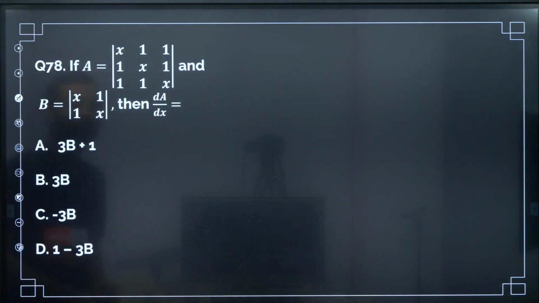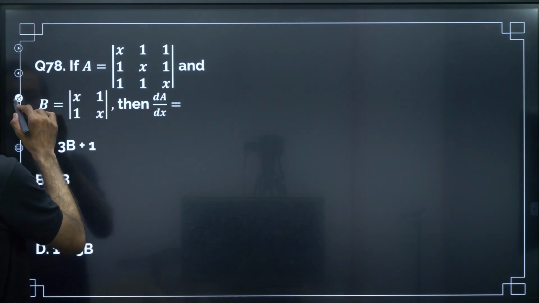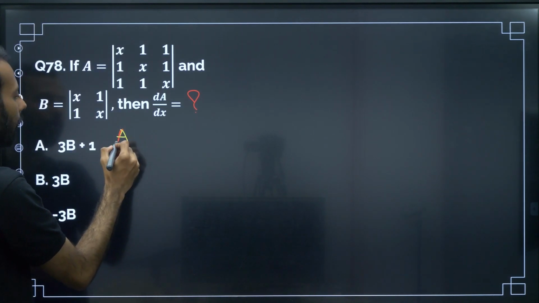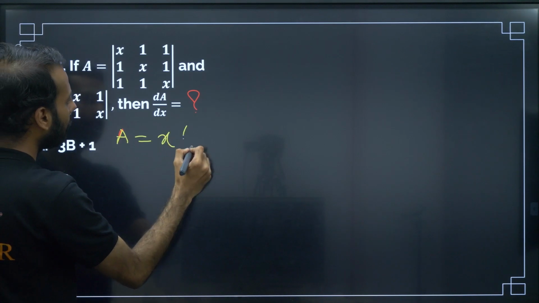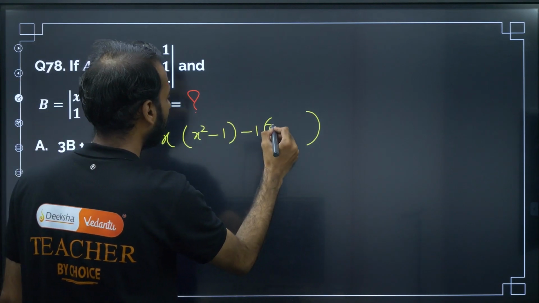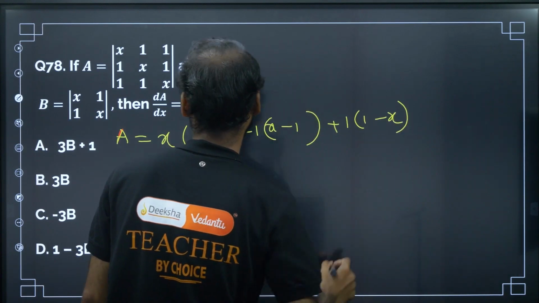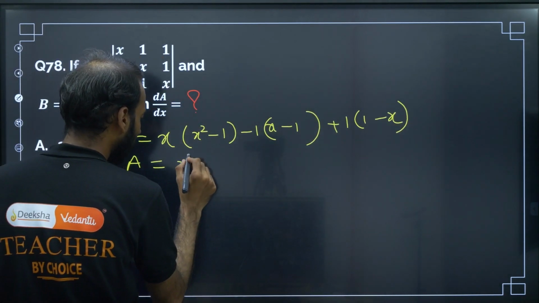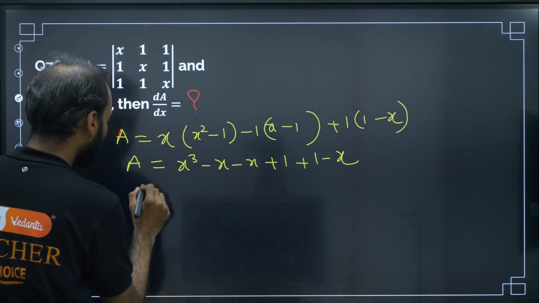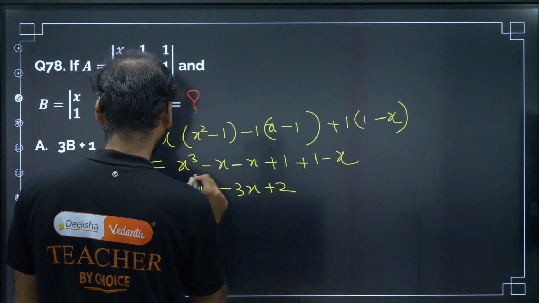Next, moving on to, if A is equal to some determinant they have given and B is equal to this, then dA by dx is what? So we have to start with evaluation of limits. This question is based on differentiation. A is equal to this: x square minus 1, minus 1, minus 1, x minus 1, x minus 1 plus 1, plus 1, 1 minus x, 1 minus x. So A is equal to x cube minus x plus 1 plus 1 minus x. So A is x cube minus 3x plus 2.